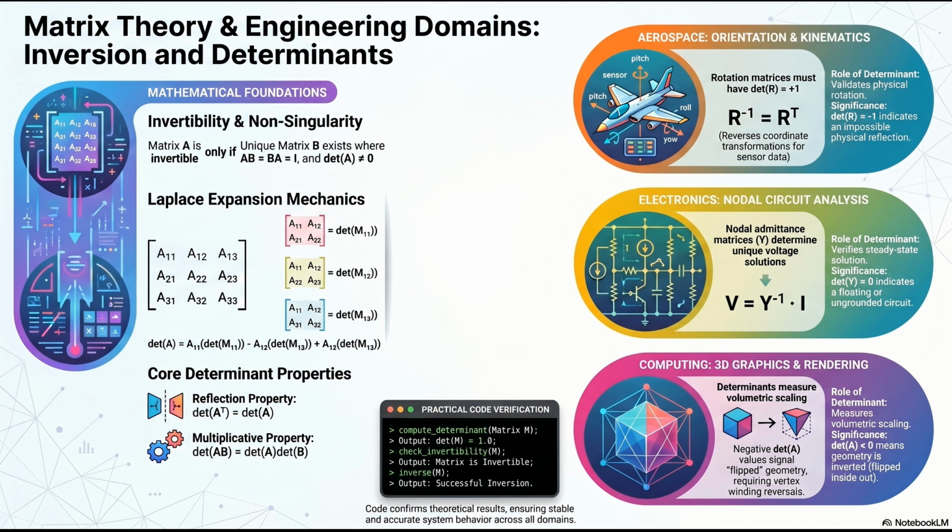And that physical reality is a great pivot, actually. Because staring at Laplace expansions on a whiteboard is one thing, but the notes take this directly into the sky. Yes, into aerospace engineering. Right. Where engineers rely on direction cosine matrices, or DCMs. These are rotation matrices used to track a spacecraft's orientation. Navigating in a vacuum is incredibly difficult because, well, there's no fixed ground. Right, there's no up or down.